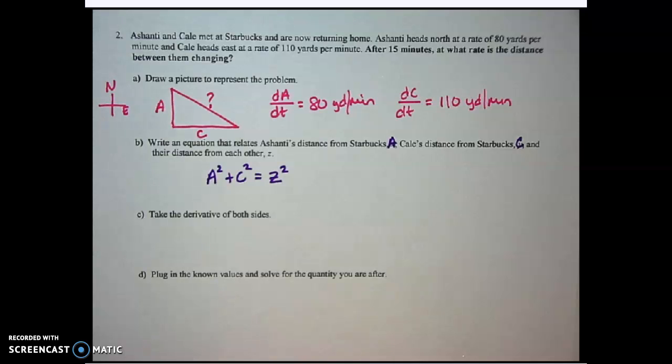Now, part C, again, I think you guys can finish up this part C and D, so I'd like you to pause the video and do that. Take the derivative of both sides. Again, remember that you're doing this with respect to time, so we have the chain rule. And then after you do that, plug in your known values and solve for the quantity you are looking for.